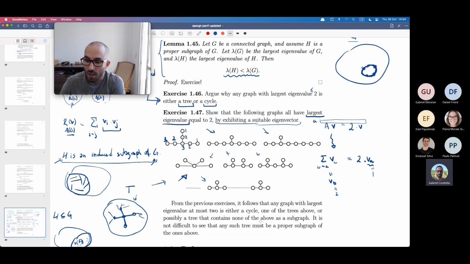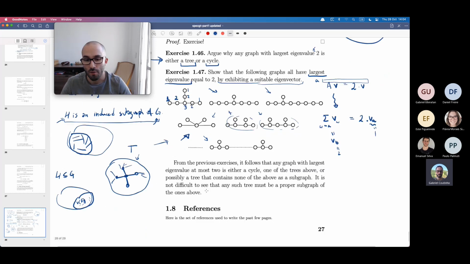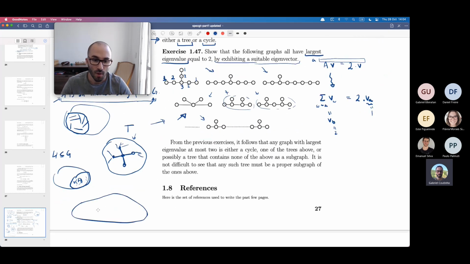I also know that it cannot contain two vertices of degree 3, because otherwise some of these would be a proper subgraph. If I draw here a big tree, and this vertex has degree 3, and this vertex has degree 3, I can simply consider the path that goes from one to the other, even if there are other things in this tree. This guy here would be precisely one of these.